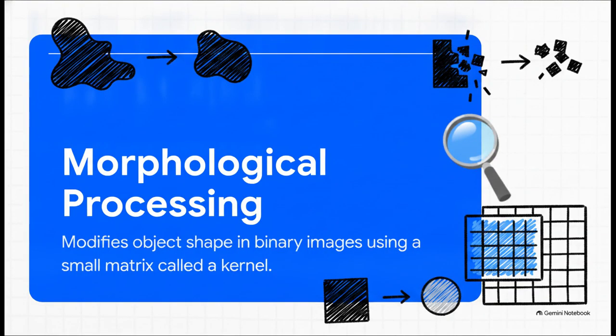All right, next up is morphological image processing. Don't let the big name scare you. Just think of these as shape changers. They modify the structure of objects in binary or just black and white images. And the way they do this is by sliding a tiny little matrix over the image, which in OpenCV is called a structuring element or a kernel.